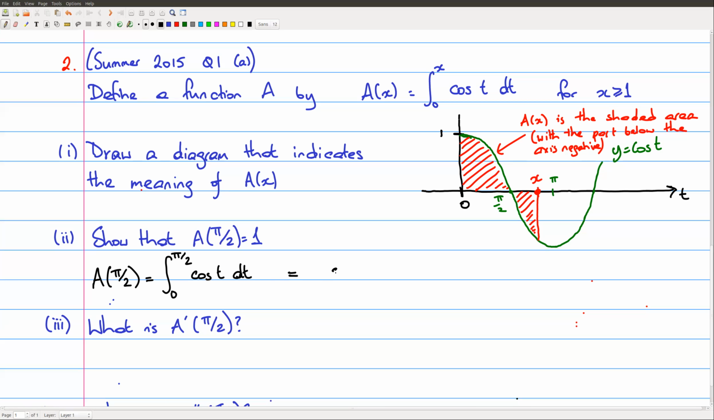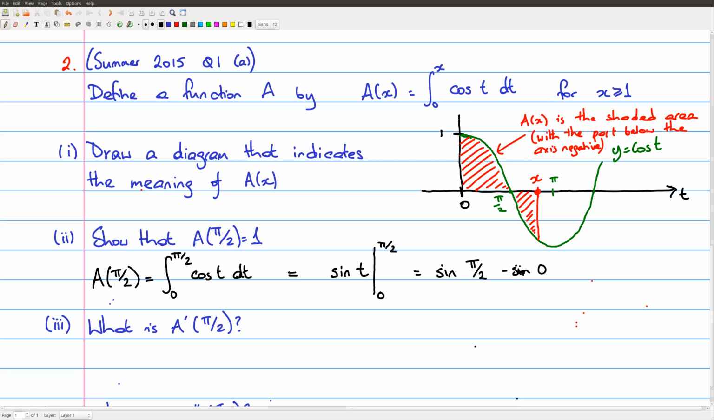So an antiderivative for cosine t would be sine of t. If you don't remember that immediately, don't worry about it. We're going to talk a lot more about that in the coming weeks, about how we find antiderivatives for things. We've got to evaluate that at pi over 2 and at 0. And so the conclusion is that this should be sine of pi over 2 minus sine of 0.